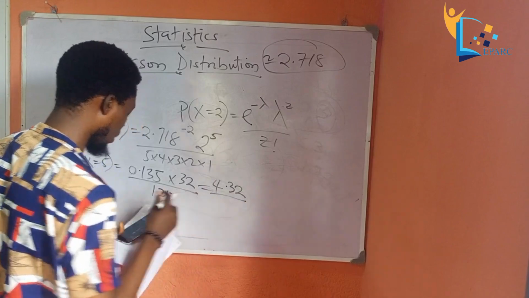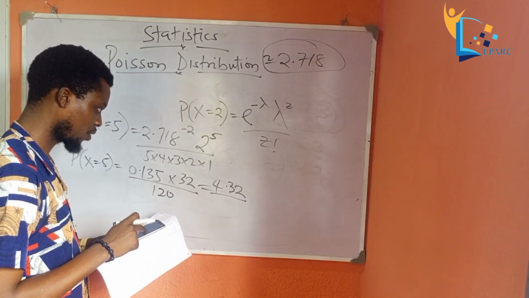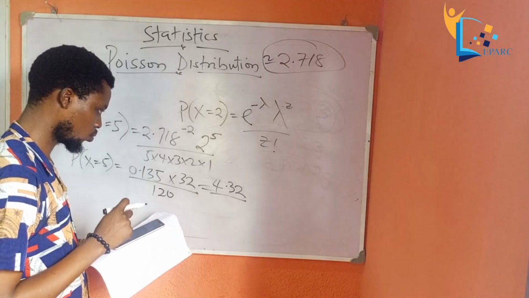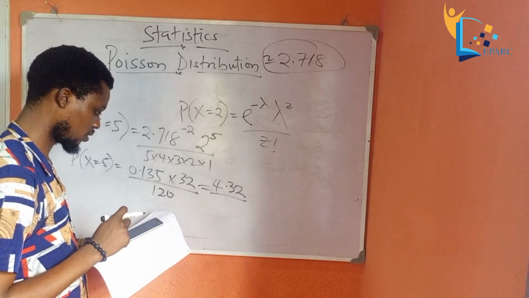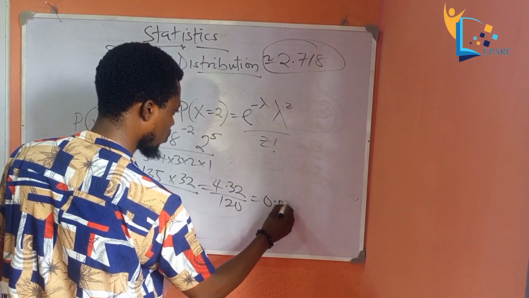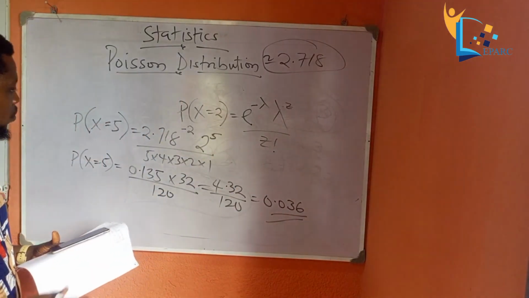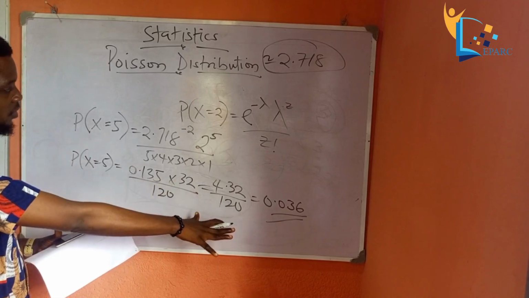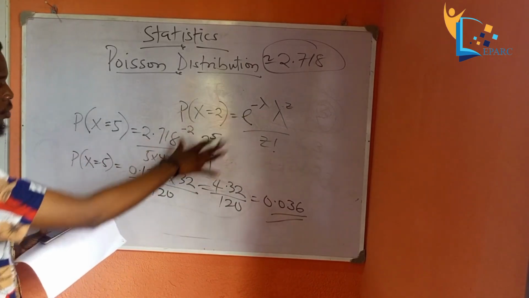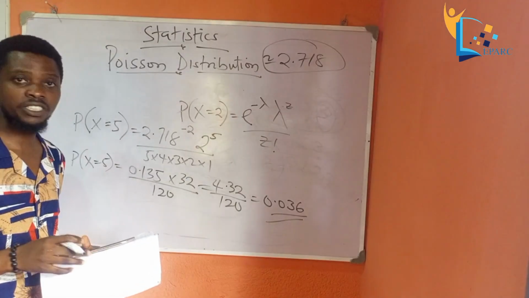4.32 all over 120, divided by 120. So 4.32 divided by 120 is equal to 0.036. Okay? So these are the answers. I hope you understand how we input our figures. All right, so let's move over to the next question.